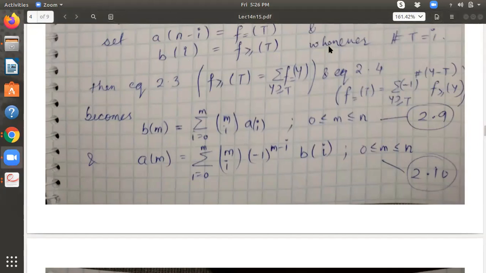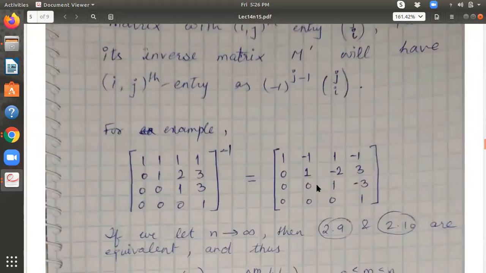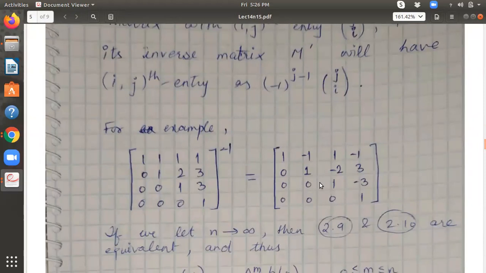Sorry, ma'am, I got disconnected. Oh, you got disconnected. Okay. So up till where could you hear me? The matrices were inverses, and then you went to the next equation. Okay. So this inverse, you understood? Yes, ma'am. Okay.